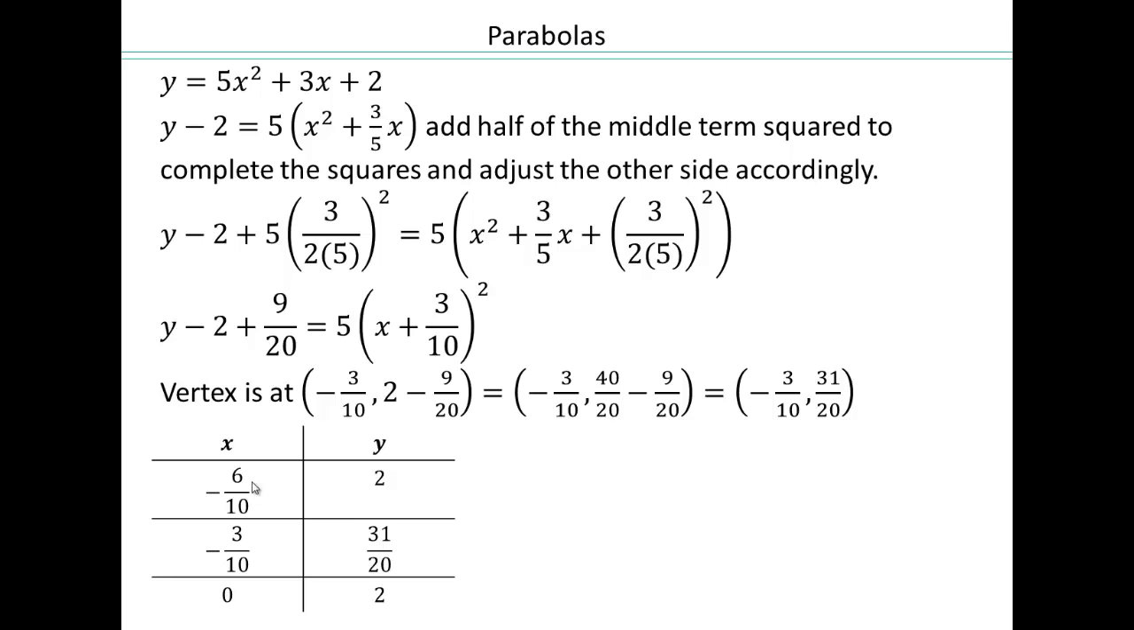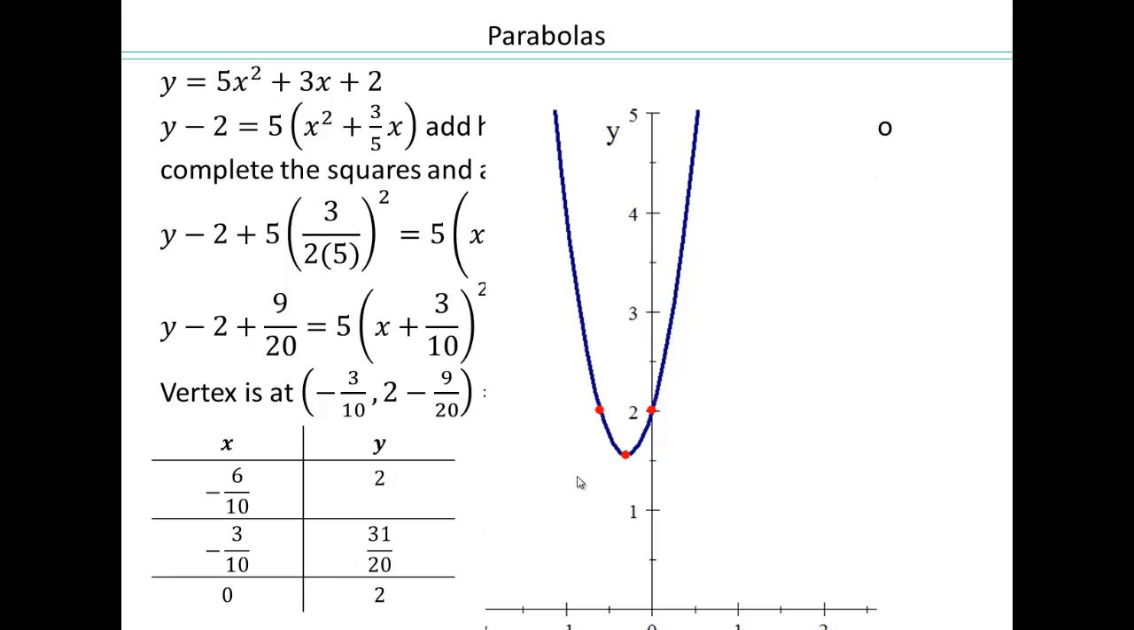So make a table. If I plug in x equals negative 3/10, 31/20 is our vertex. When x is 0, put 0 in for x here, you end up with 2. That's our y coordinate. So that's 3/10 away. If I go 3/10 the other way, I should get the same coordinate because you have symmetry in parabolas. So here's the graph where we plotted these points. Here's the point (0, 2). Here's the point (-6/10, 2). And here's the point (-3/10, 31/20), which is our vertex.